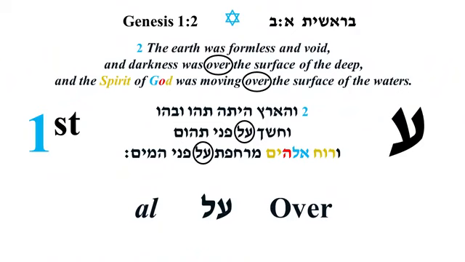The first ayin in the Bible is in Genesis 1:2, where the earth was formless and void, and darkness was al. Al means over, the surface of the deep, and the Spirit of God was moving al over the surface of the waters. So there's two ayins in that second verse.